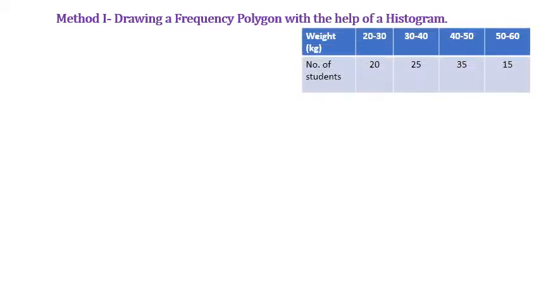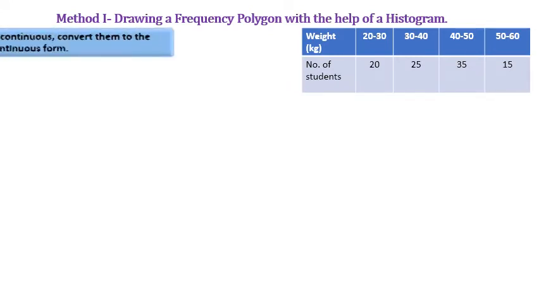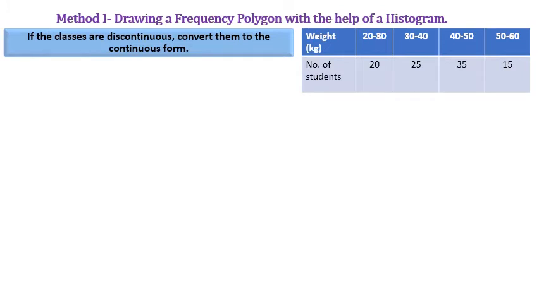Let us look at the first method of drawing a frequency polygon, that is with the help of a histogram. The table shows the weights of some students in kgs. The first step is to make the classes continuous if they are discontinuous. In the given example, the classes are already continuous.